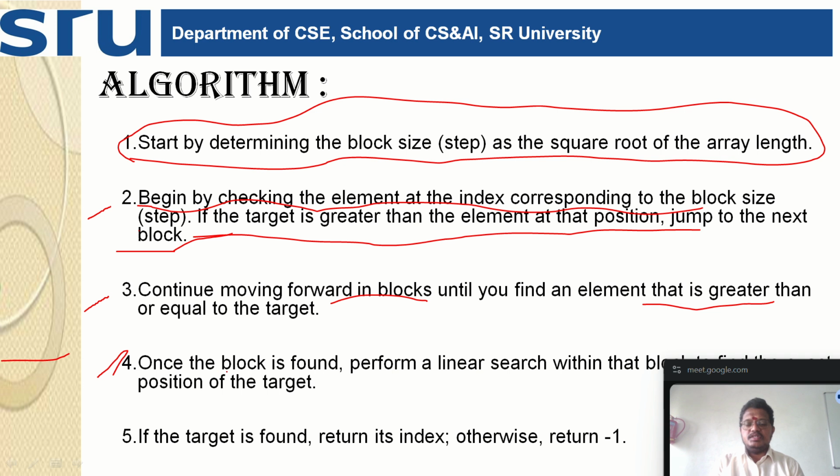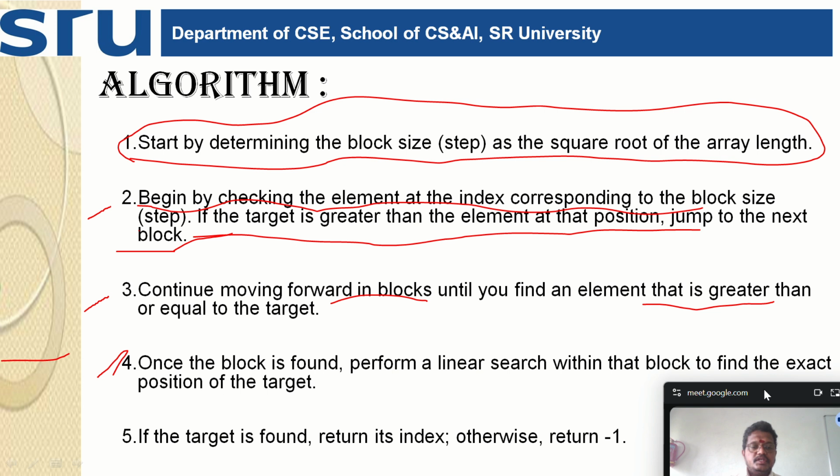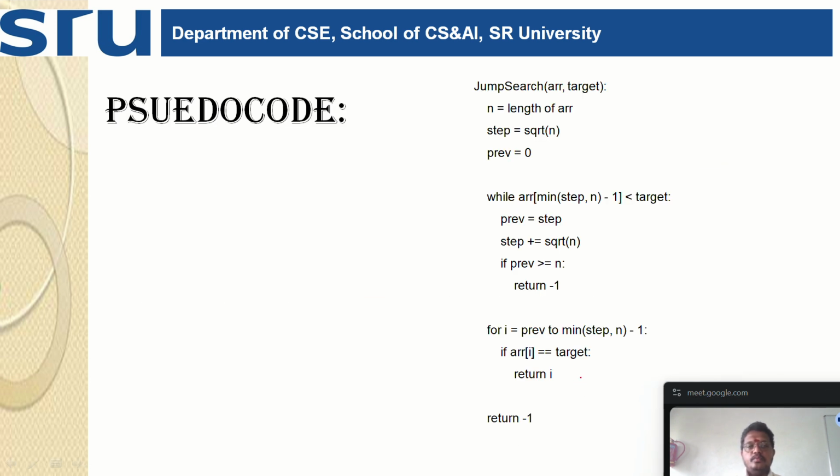Step 4. Once the block is found, perform a linear search within that block to find the exact position of the target. If the target is found, return the index, otherwise return -1. We will see this one. We will see one pseudocode program.